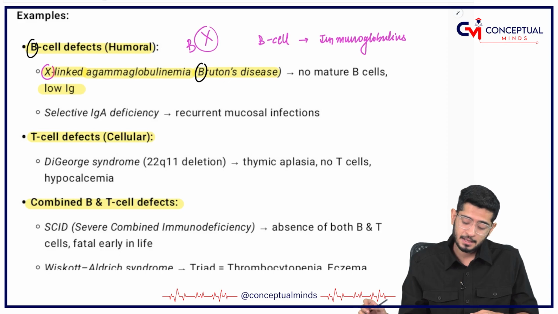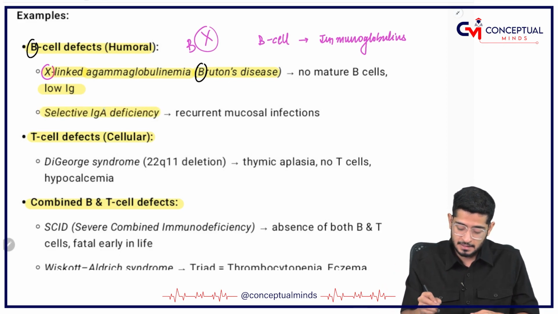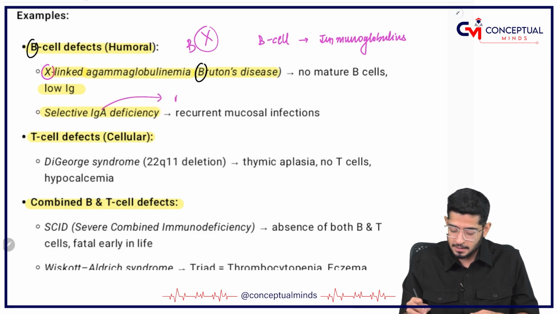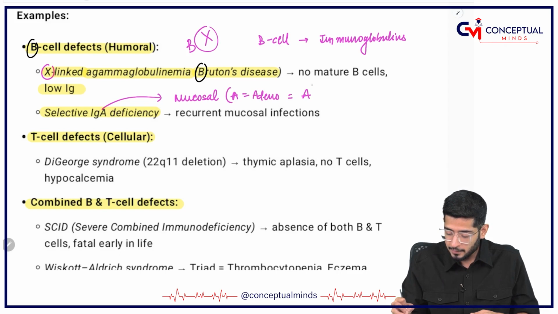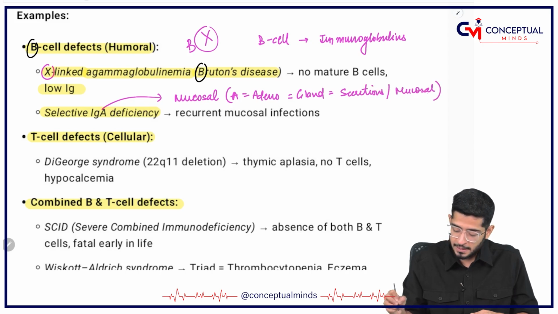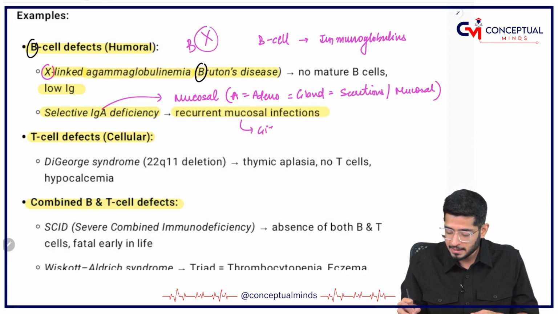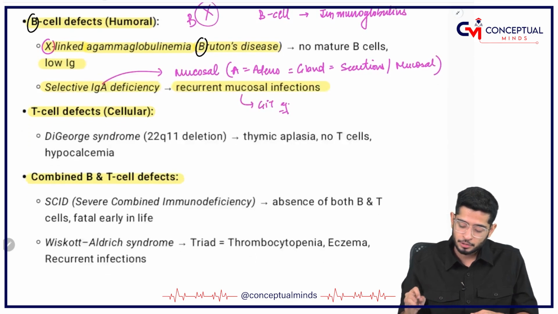But sometimes there can be only IgA deficiency. If IgA deficiency is there, I have told you that IgA is responsible for mucosal immunity, for secretory, right? I told you, A equals adeno, adeno is gland, and gland is always responsible for secretions. So it is a secretory antibody as well as related to mucosal immunity, and it leads to recurrent mucosal infections, just like your GIT infection.